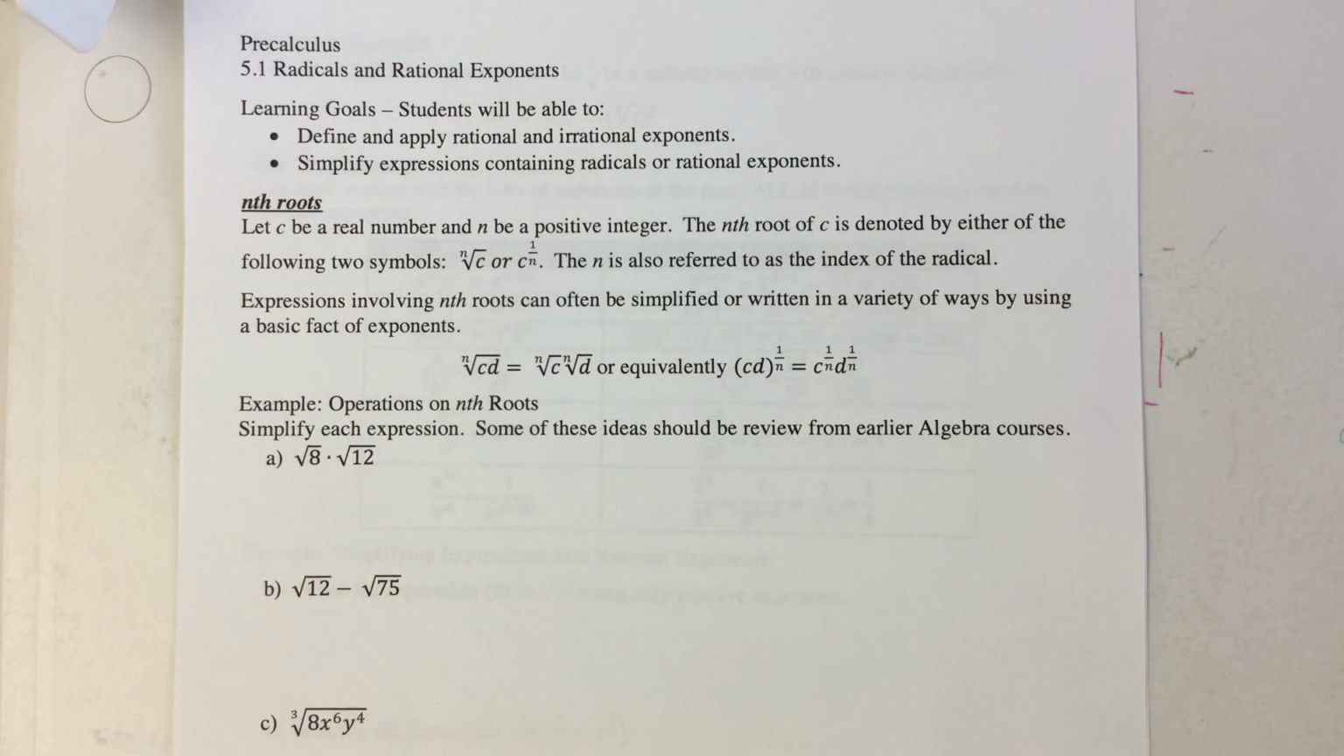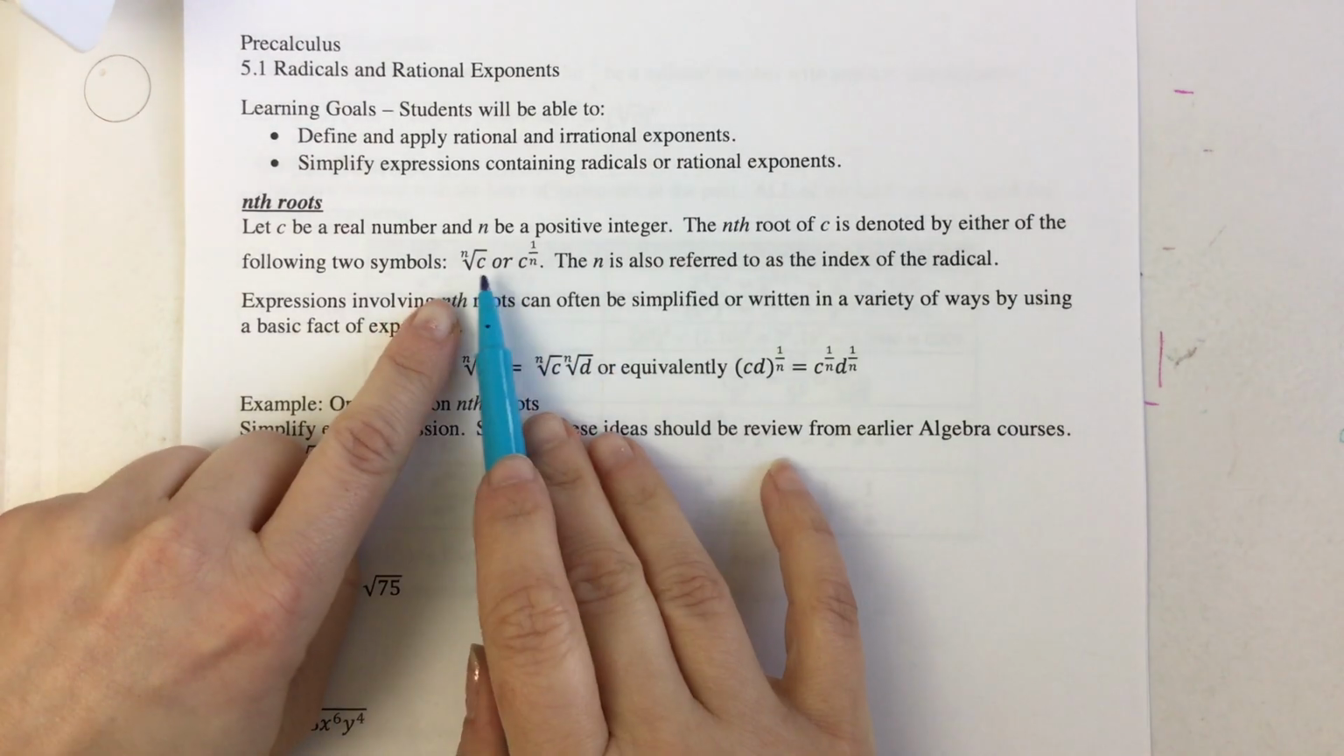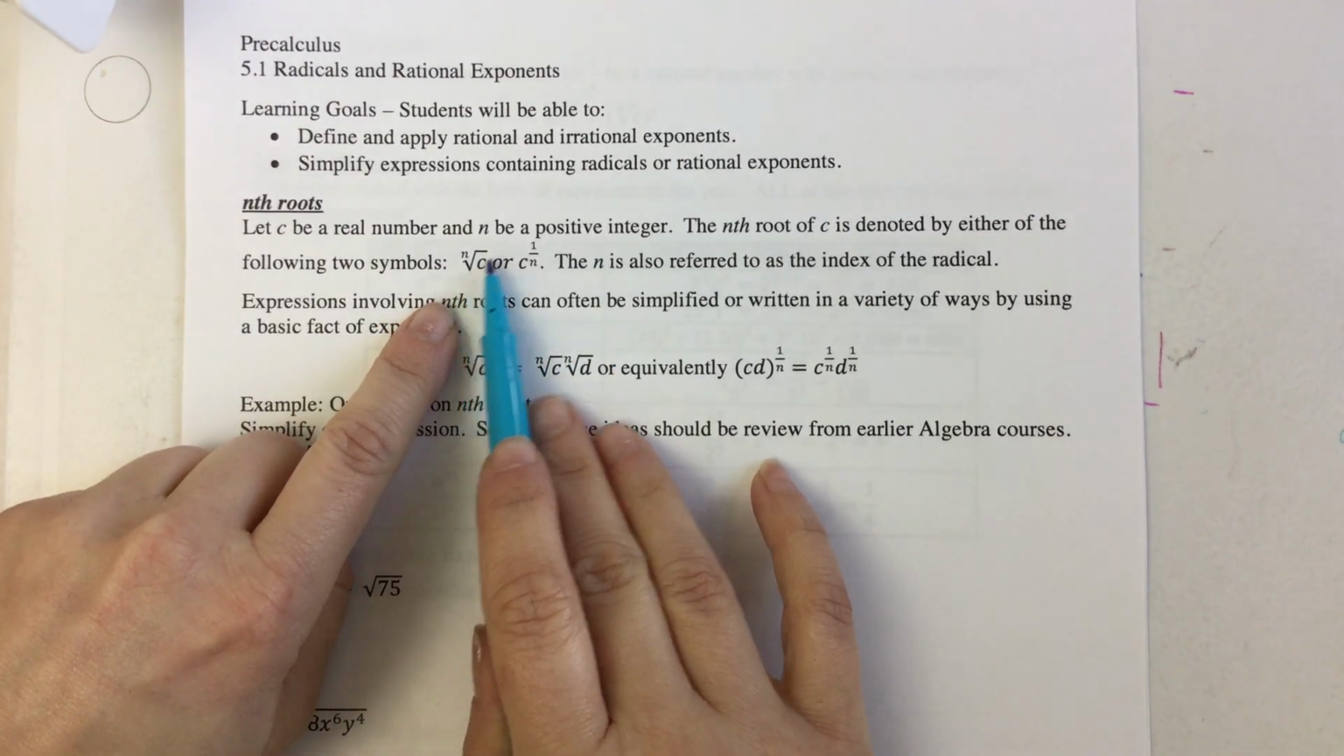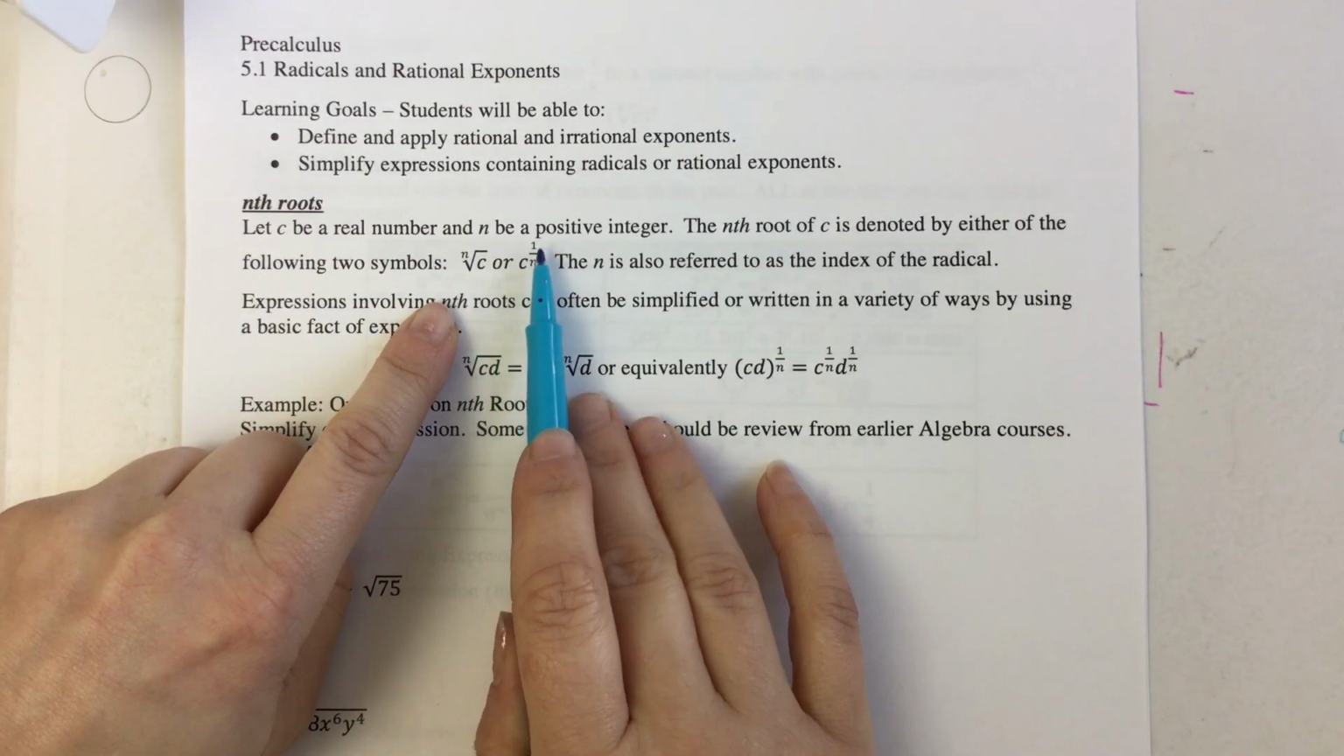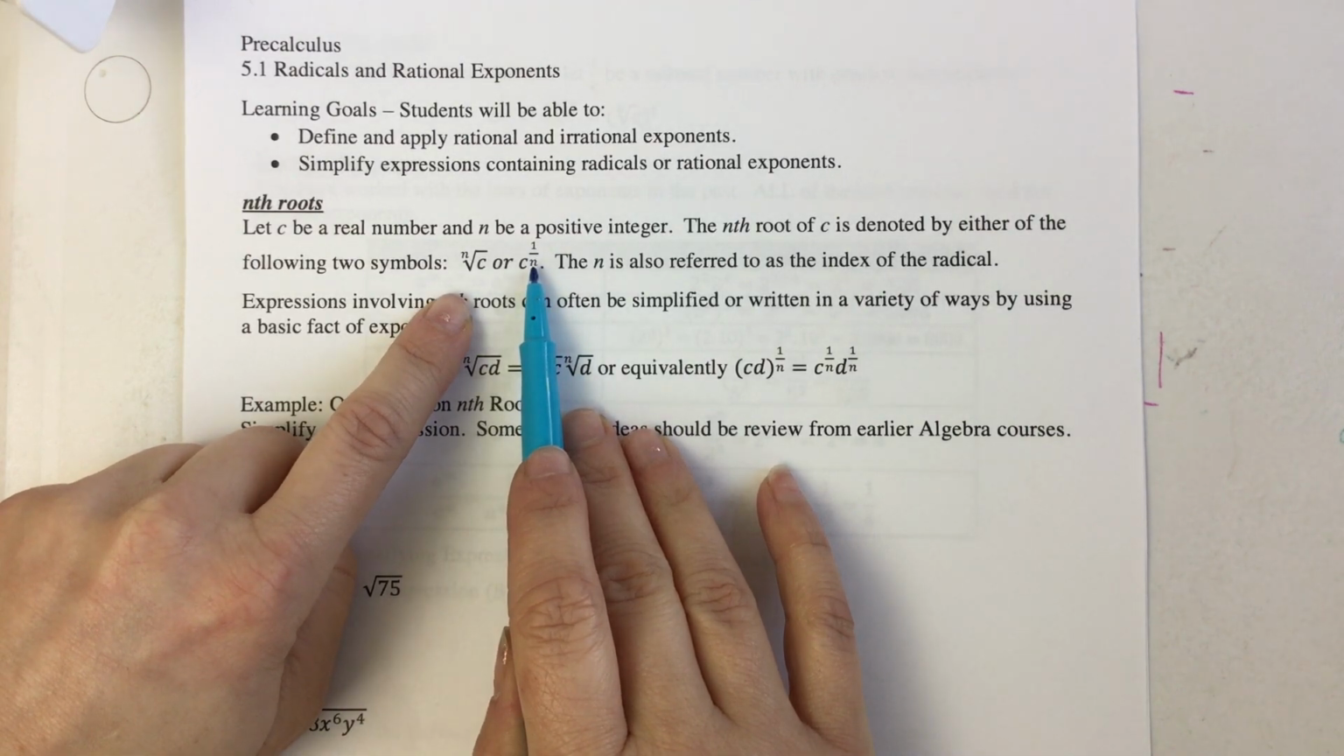Today in pre-calculus we are going to start chapter 5 by looking at radicals and how we can write those as rational exponents and vice versa. When we are looking at nth roots, they might be a cubic root, a fourth root, a fifth root. It does not always have to be a square root. You can write it from a radical into a rational exponent. Remember, a rational number is a fancy way of saying it's a fraction.